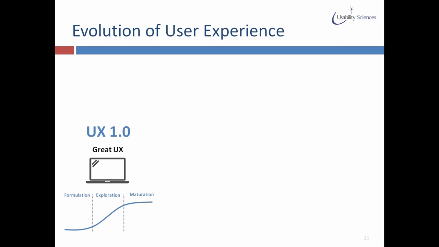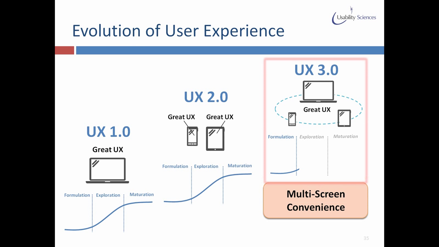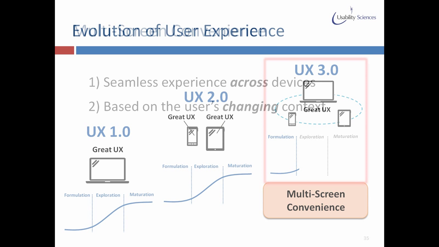So now applying it back to the user experience world. Again, UX 1.0 was all about a great experience on the desktop. 2.0 about mobile devices and tablets. And here we are, UX 3.0. It's about ensuring the great experience across devices. So this really embodies something that we call multi-screen convenience. And let's take a moment to define what that means.